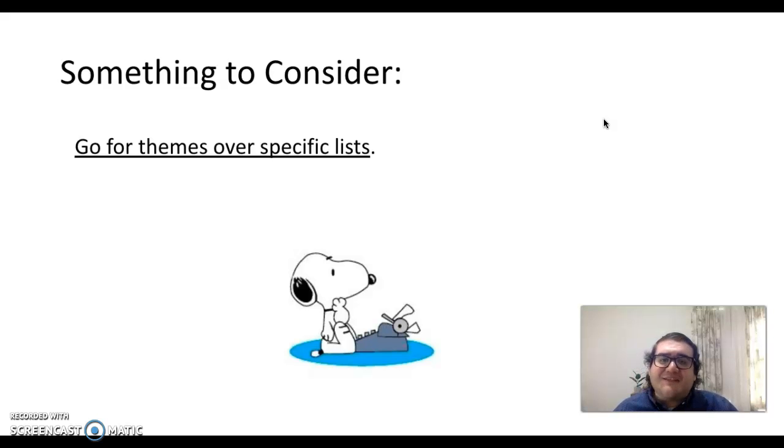Think of your thesis statement like a Goldilocks story with the porridge: not too hot, not too cold, just perfect. You don't want to be too specific nor too broad. You want to go for themes instead of specific items. So hopefully that makes sense.